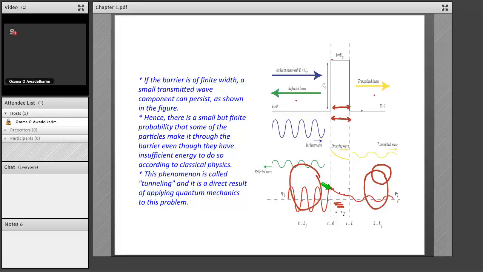This effect is very important in electronics. It's extremely important in electronics. It's called the tunneling effect.